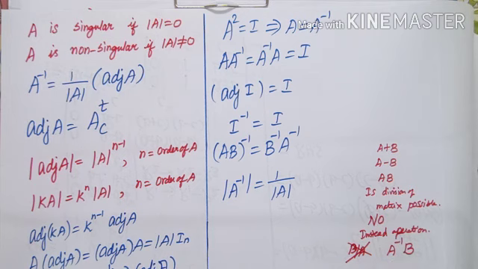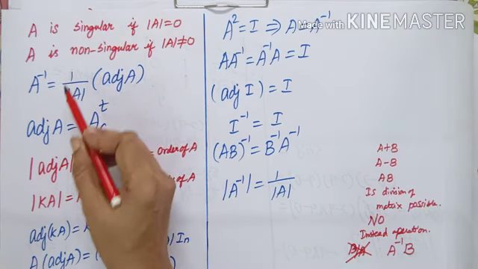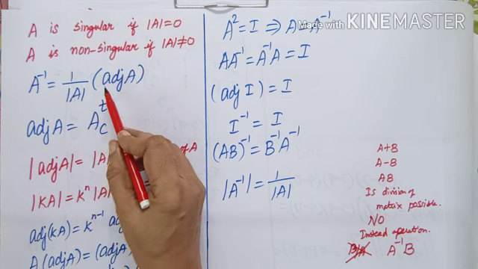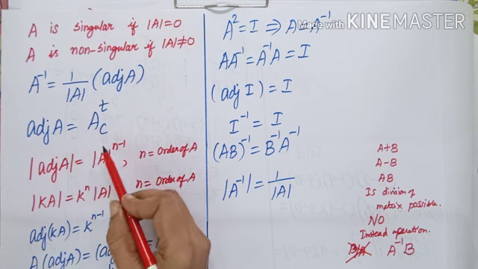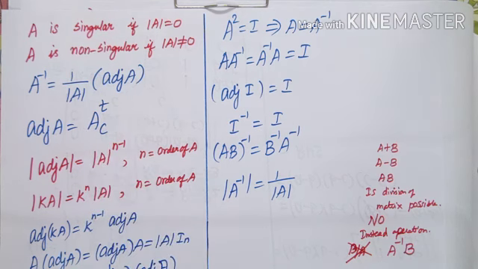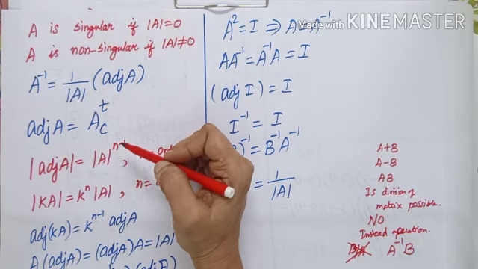How to find this inverse? Here we have the formula: 1 by determinant A into adjoint A. What is adjoint? A cofactor transpose. Now in the exercise, we will be doing problems based on this formula.